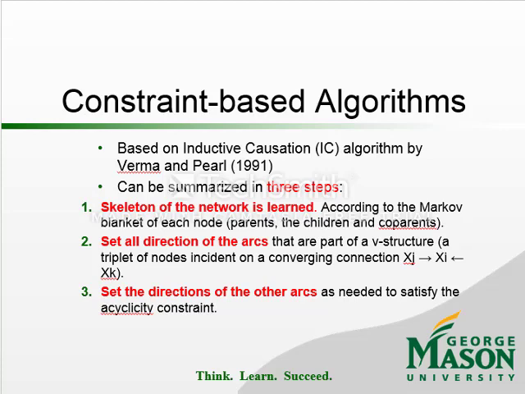Second step, they set the direction of all the arcs that are part of a v-structure, which is a triplet of nodes incident on a converging connection. Third, they set the direction of the rest of the arcs as needed to satisfy the acyclicity constraint.